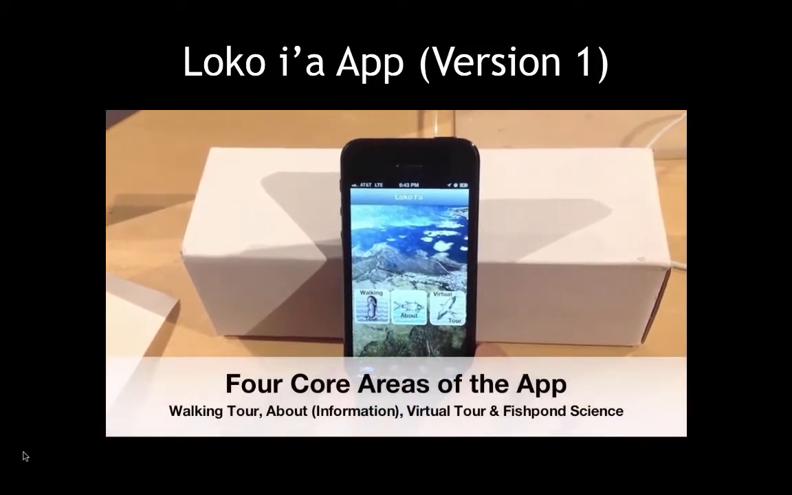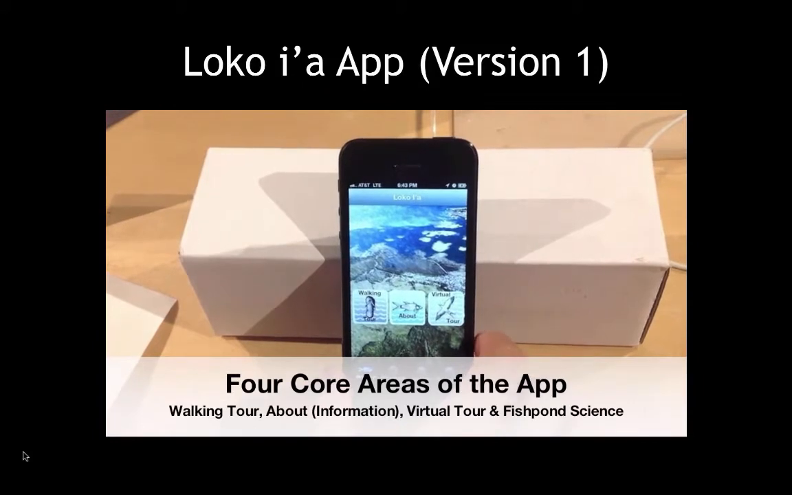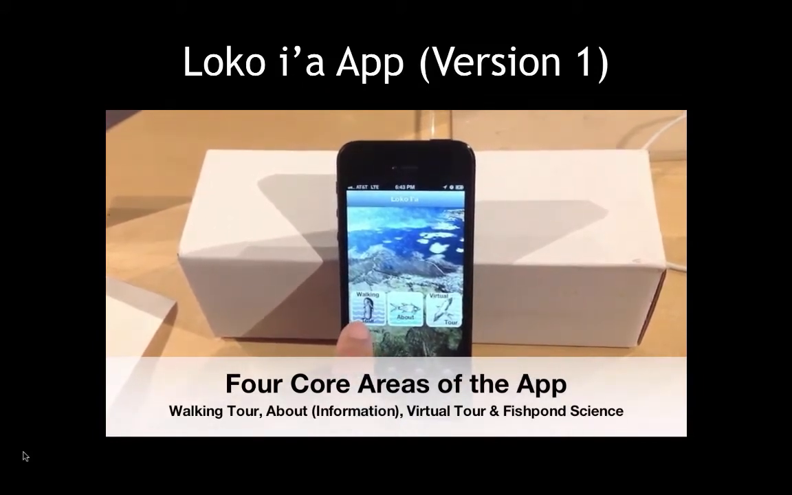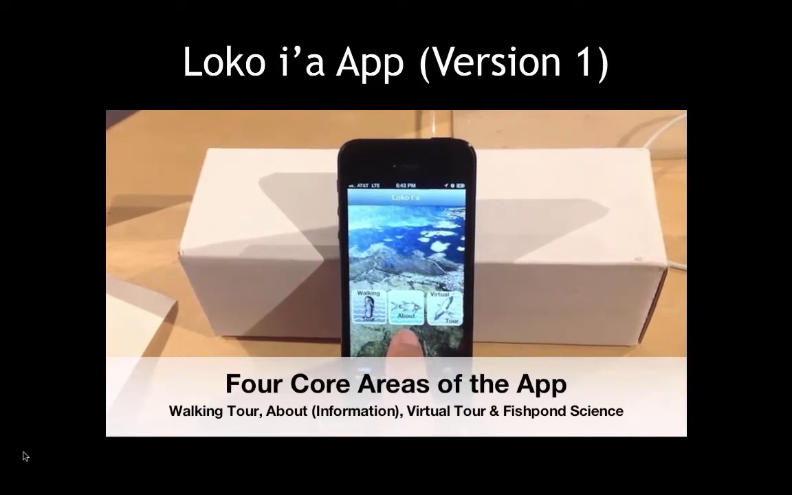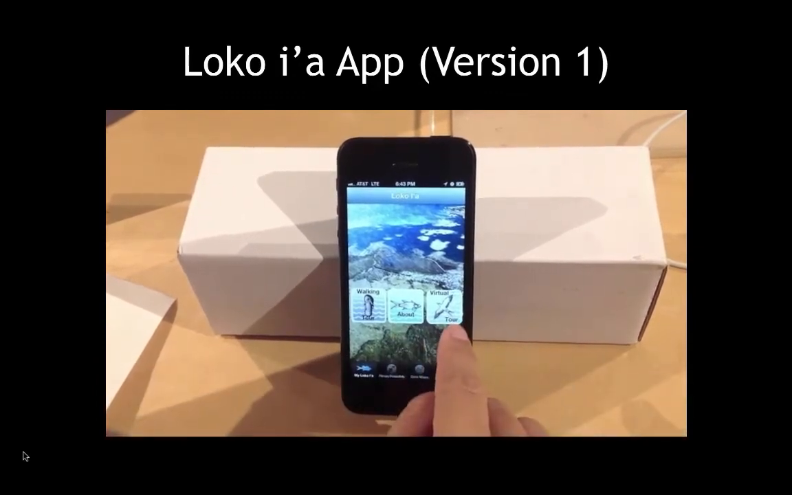There are 4 core areas of the Local IA app. You can access the walking tour using the left button, find out more information about the app using the About button, and learn and access more sites of interest at He'ia Fish Pond using the Virtual Tour button.